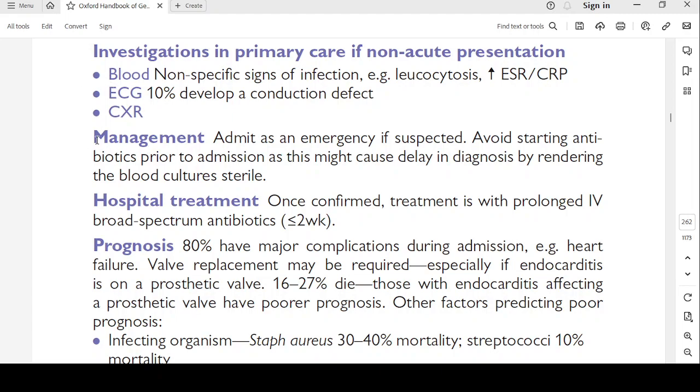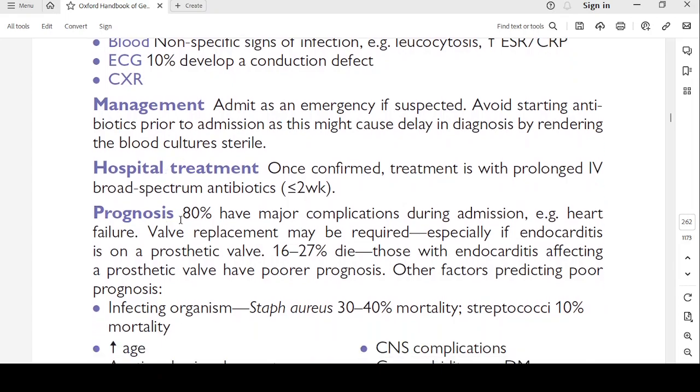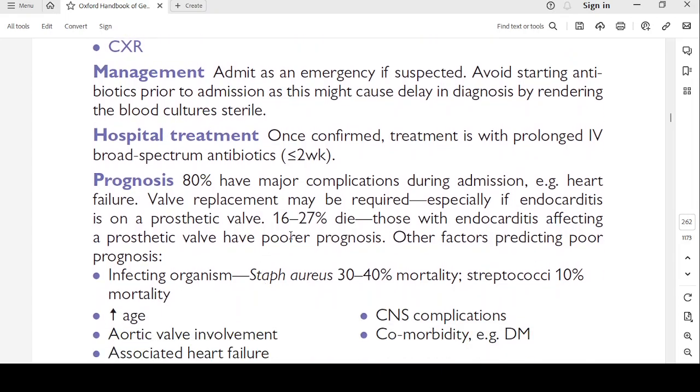Management. Admit if emergency is suspected. Avoid starting antibiotics prior to admission, as this might cause delay in diagnosis by rendering the blood culture sterile. Hospital treatment. Once confirmed, the treatment is with prolonged IV broad spectrum antibiotics, not less than 2 weeks. Prognosis. 80% have major complications during admission, for example heart failure. Valve replacement may be required, especially if endocarditis is on a prosthetic valve.